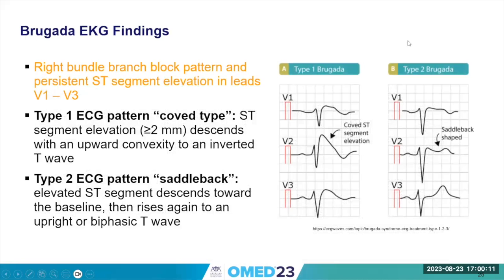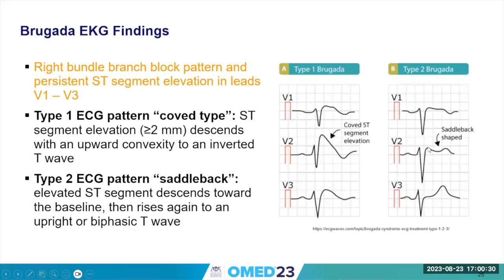And there's two types of Brugada. There's type 1 and type 2. The type 1 ECG pattern is commonly known as the coved type. That's where you have that ST elevation, the coved ST segment elevation. And then the type 2 Brugada has this kind of saddleback appearance to it.